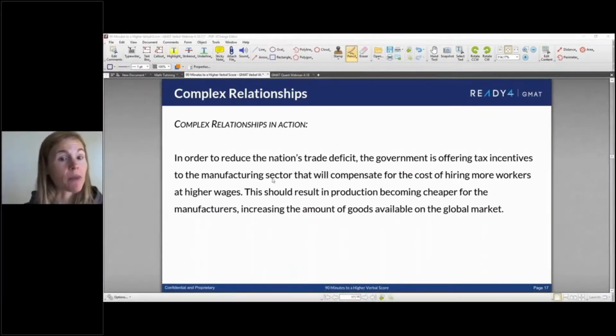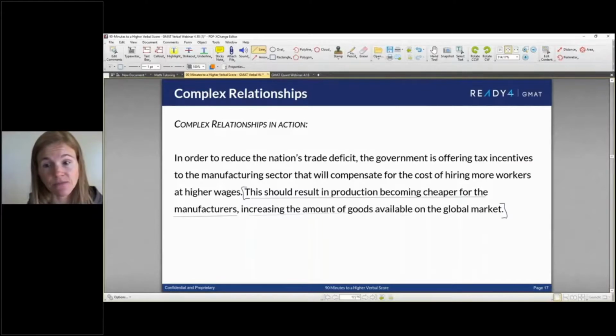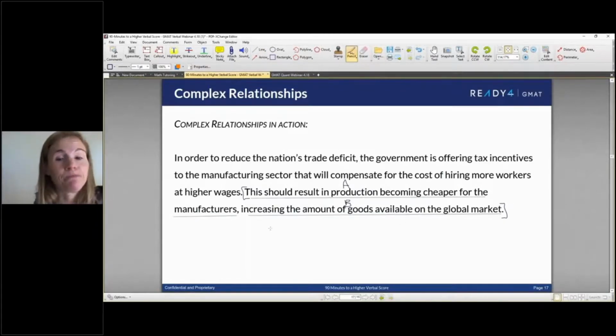Okay, it looks like people are focusing in on this last sentence, okay? And that's great. I totally agree with you that the sentence beginning with "this should result in" is where the conclusion is. Now, we're going to get a little bit more sophisticated here. If you're choosing between this and this, and I'll label them A and B, which is the conclusion?